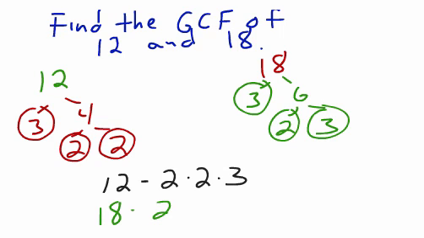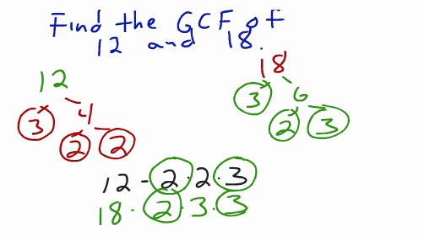So the prime factorization of 18 is 2 times 3 times 3. 2 times 3 is 6. Times 3 is 18. So the common factors are 2 and 3. So you do 2 times 3 is 6. The GCF, the greatest common factor of 12 and 18, is 6.